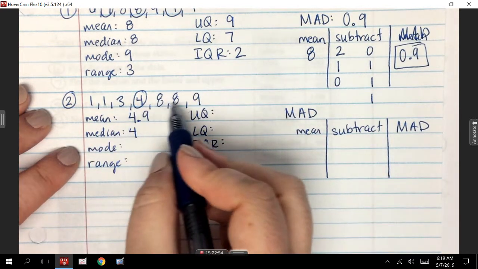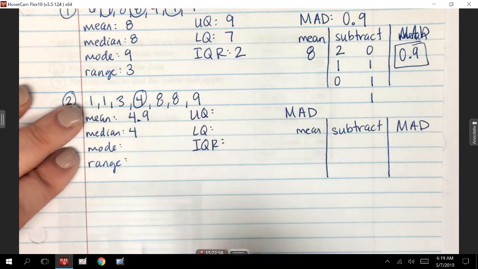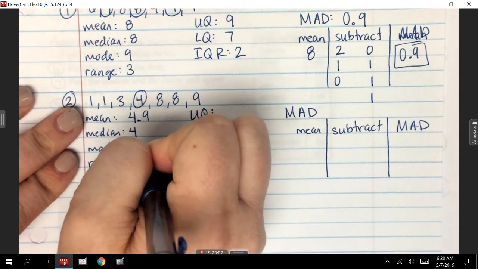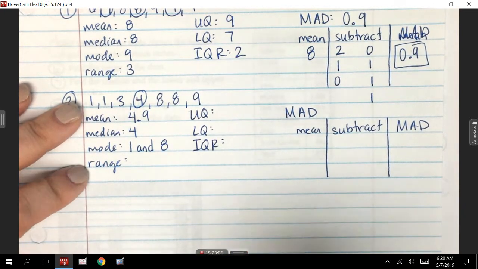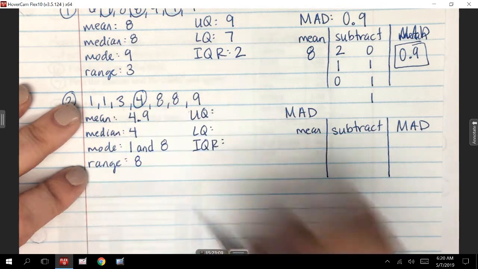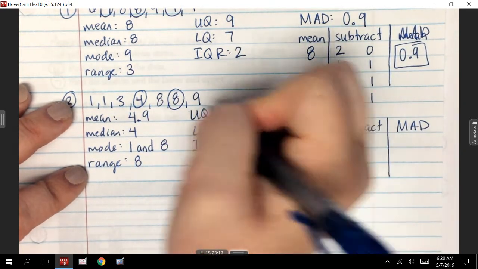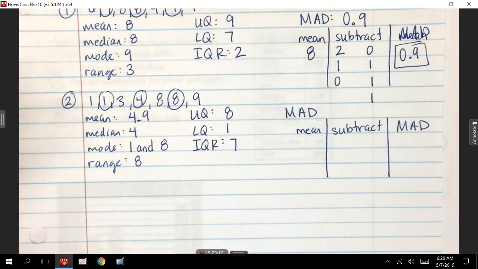My mode, the 8 and 1, they both appear twice. One doesn't appear more than the other, so I'm going to put 1 and 8. So I can have 2 modes here. My range is 9 minus 1, which is 8. UQ, upper side middle, is 8. LQ, lower side middle, is 1. When I subtract those for my IQR, I get 7.